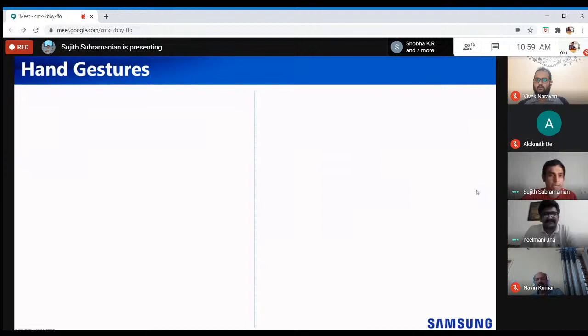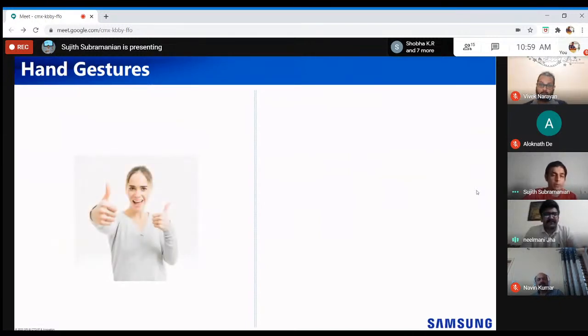Hand gestures. We all have been communicating with each other using these different hand gestures, right? And for specially abled people, hand gestures are the main mode of communication. But can I use these hand gestures while communicating with my electronic devices or maybe any other device? Is it patentable?